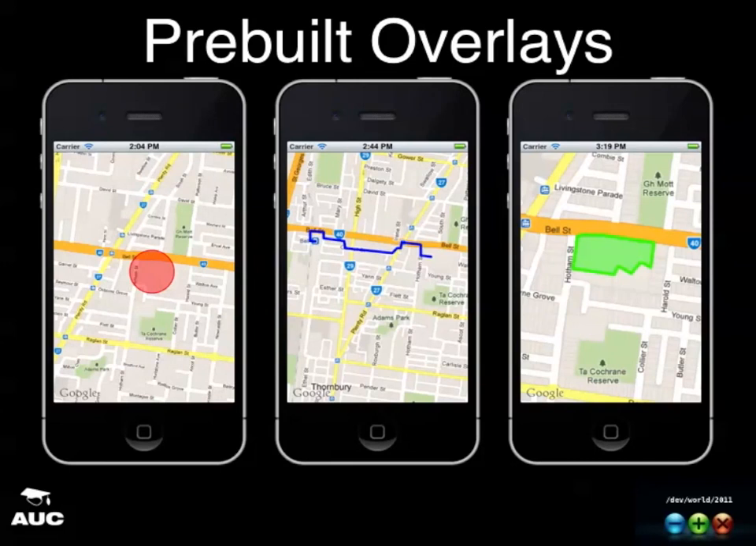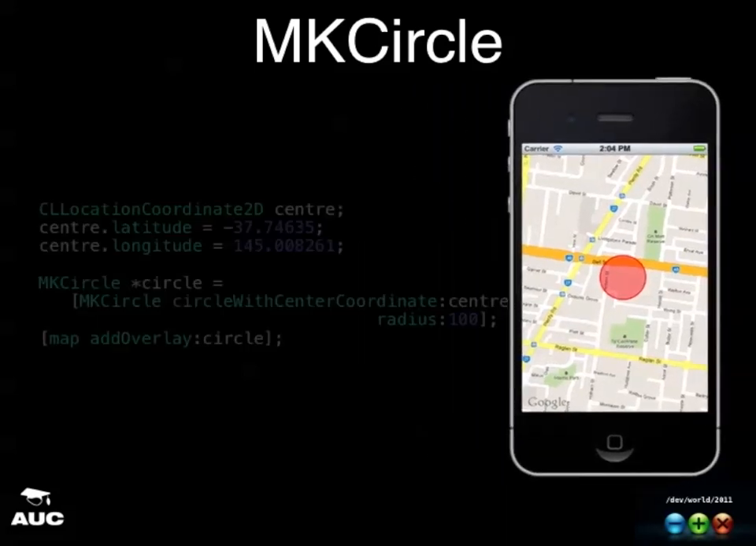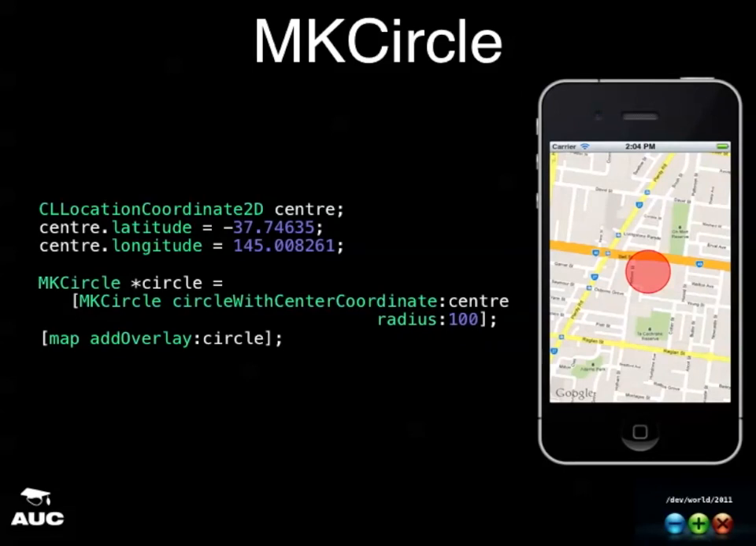Making your own custom overlays is a bit tricky. Luckily, Apple's provided pretty much everything, well, everything I've ever needed so far, with these three pre-built ones. The first one's MKCircle. It's very obviously good for when you want to draw a circle. It's pretty easy to hook in. We could just use our existing center coordinate that we've already got. We give it a radius. Those are in CLDistances, which happens to be exactly the same as meters, conveniently. And then we just add it to the map, much like with the annotations.